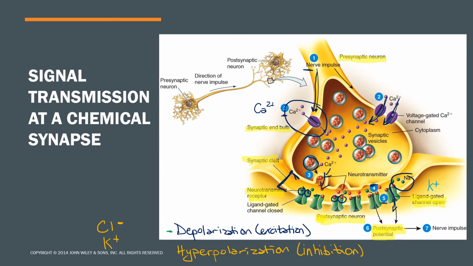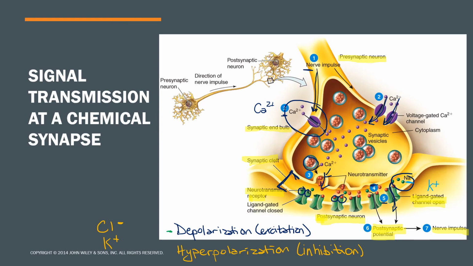So if we think about these ones with sodium here, when we have a depolarizing postsynaptic potential and it reaches threshold, it will trigger an action potential or a nerve impulse in the axon of the postsynaptic neuron.